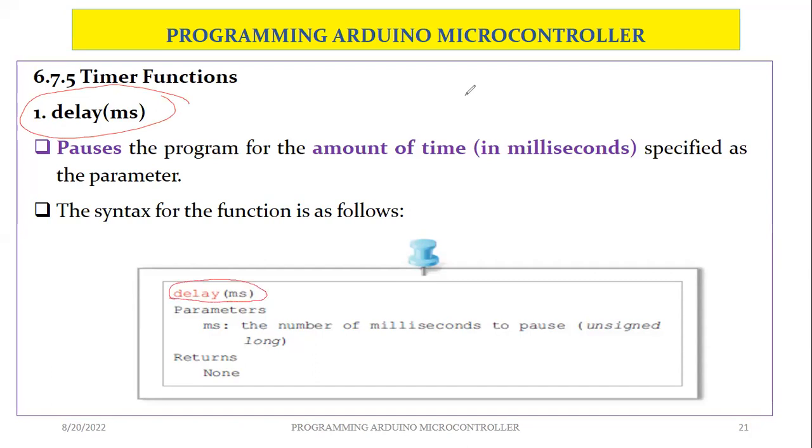We specify the time duration or the amount of time in milliseconds that we want to delay the program with. Remember that 1000 milliseconds make up 1 second. So for example, if we say delay into brackets 1000, then in this particular case, we are delaying the program with a time duration equivalent to 1 second, because 1 second is equivalent to 1000 milliseconds.